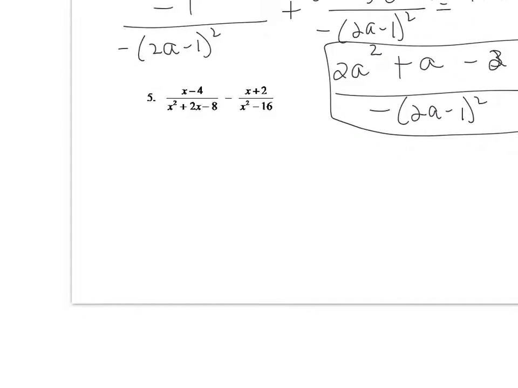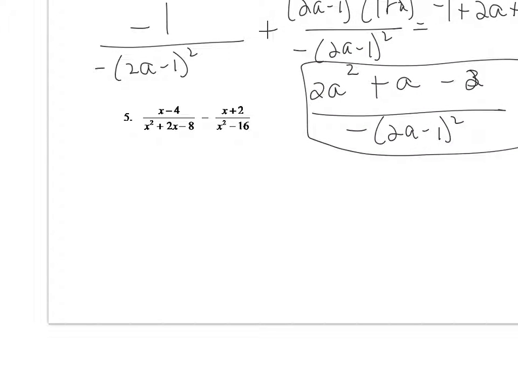Alright, the last one of addition and subtraction, again factor first, so you get x minus 2 and x plus 4. So that would give you negative 8, but add to positive 2. And then the other one is x plus 4, x minus 4.